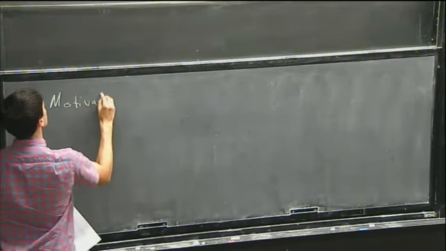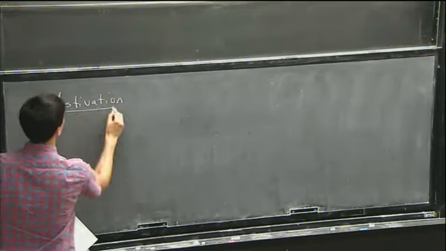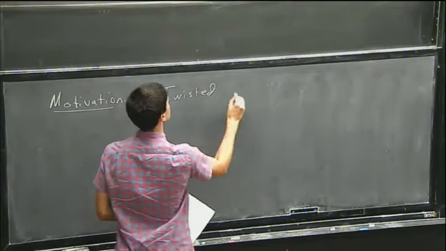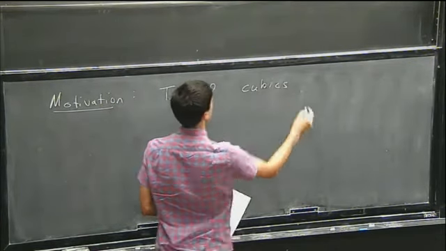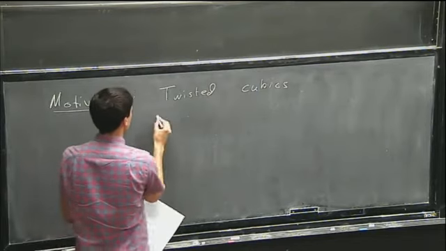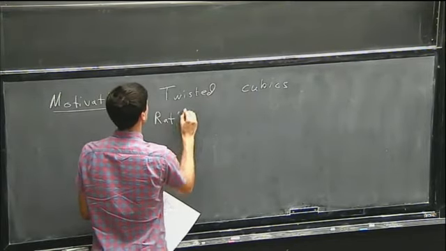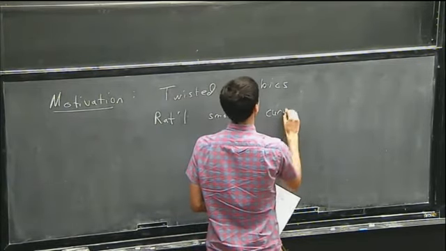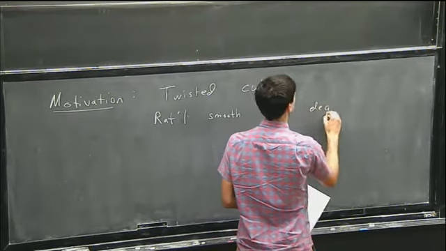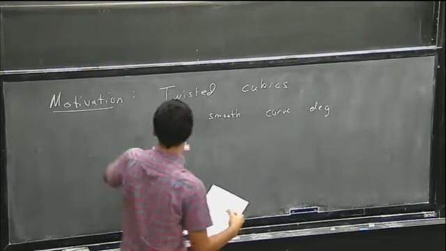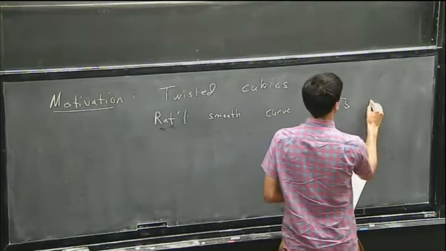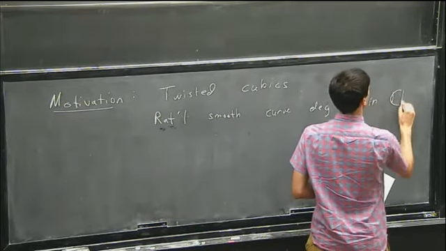Okay, so I want to start off with just a motivational question. I want to consider twisted cubics. By a twisted cubic, I mean a rational, smooth curve of degree 3. Well, it's a copy of P1. Yes. Of degree 3 in complex projective 3 space.